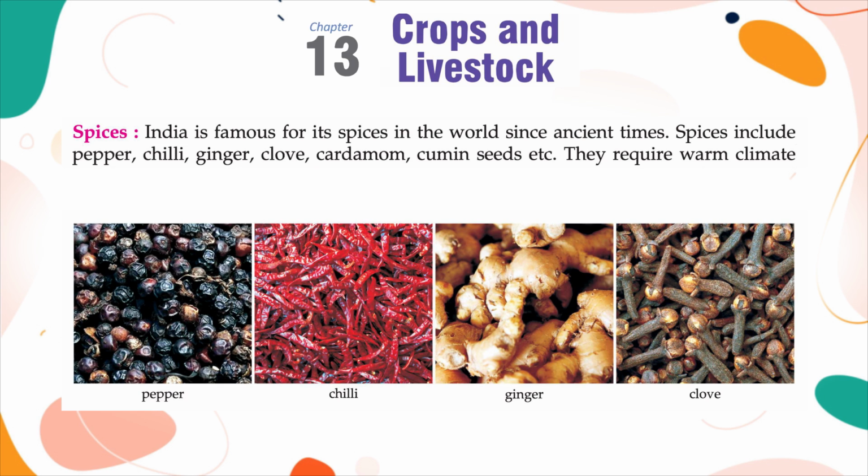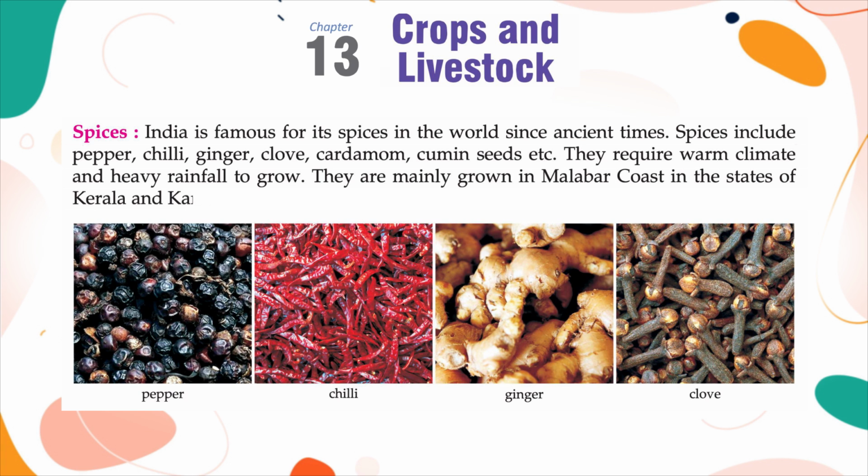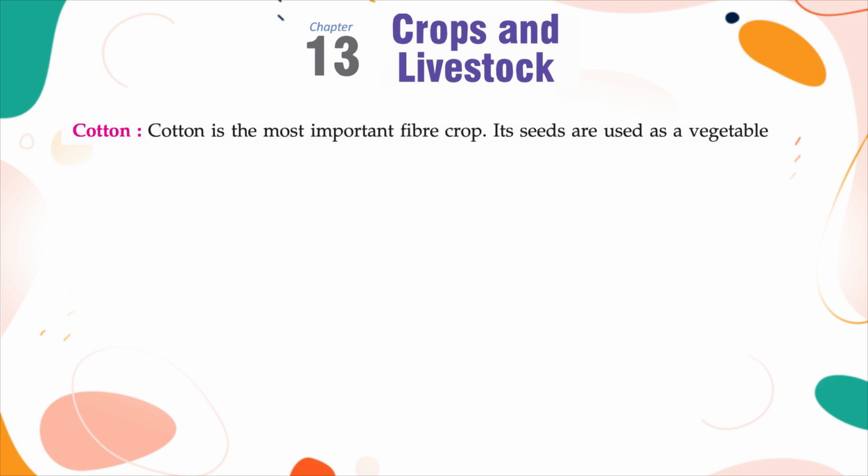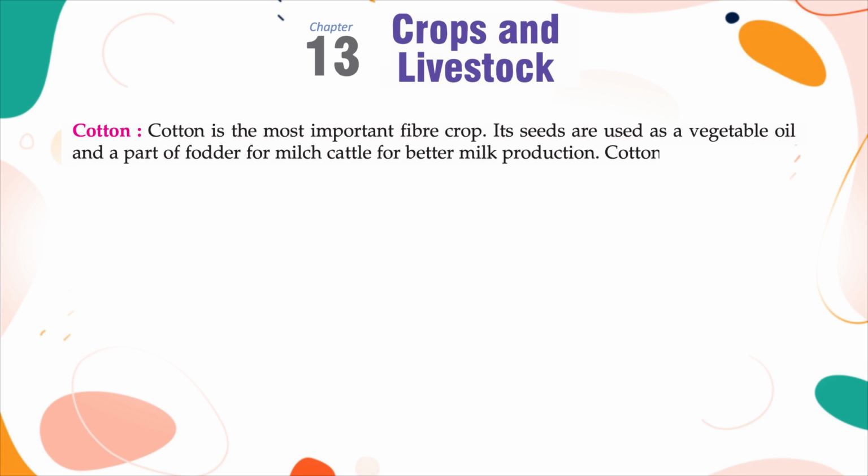They require warm climate and heavy rainfall to grow. They are mainly grown in Malabar coast in the states of Kerala and Karnataka. Cotton. Cotton is the most important fiber crop. Its seeds are used as a vegetable oil and a part of fodder for milch cattle for better milk production.